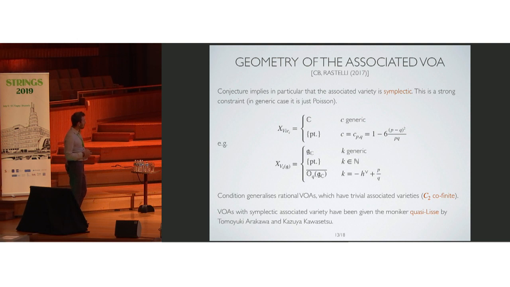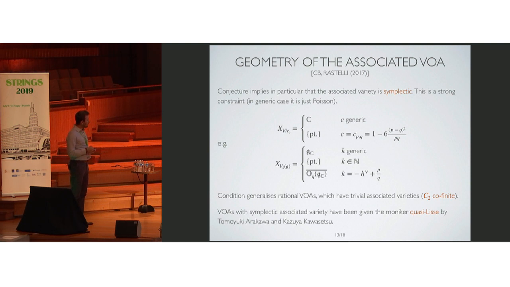On the other hand, if you specialize the central charge to one of the minimal model values, then the associated variety becomes a point, and a point is a trivial example of a symplectic variety, sort of a degenerate example. If you go to affine Kac-Moody VOAs, then again, if you consider generic values of k, the associated variety is just the complexified Lie algebra, which is again Poisson, but not symplectic. If you specialize to the integrable levels, so natural numbers for the level, which are familiar from rational conformal field theory, then again you get a point, which is again symplectic, strictly speaking.